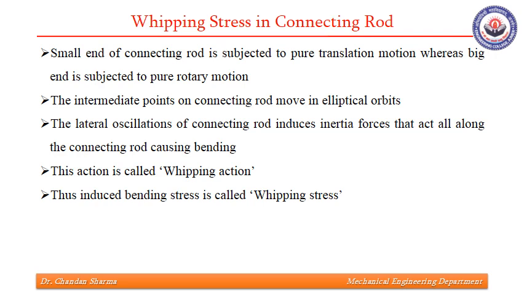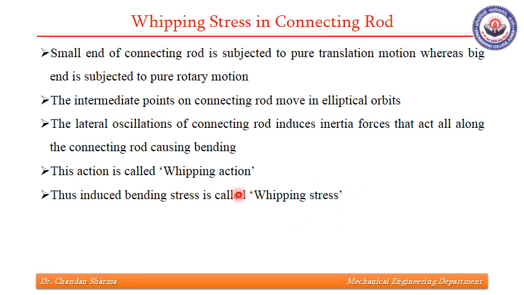What happens? The small end of the connecting rod is subjected to pure translation motion, whereas the big end is subjected to pure rotary motion. What about the points in between the small end and big end? The intermediate points on the rod will move in elliptical orbits, and the lateral oscillations of the rod induce inertia forces that act all along the connecting rod, causing it to bend. This action is called whipping action, and the bending stress thus induced is called whipping stress.